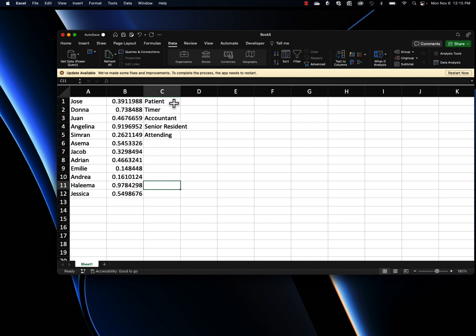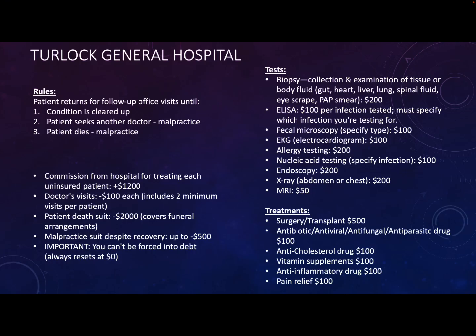Okay, Jose, you are the patient. Donna, you're going to be the timer. Juan, you're the accountant. Angelina, you're the senior resident. And Simran, you are the attending physician. And see, I did it random. I was not picking on anybody. Okay, and you can use the same one you did for your exam. That's totally fine.